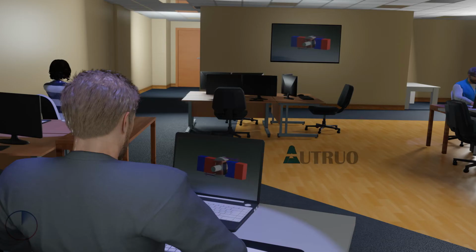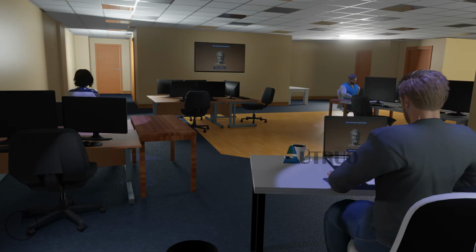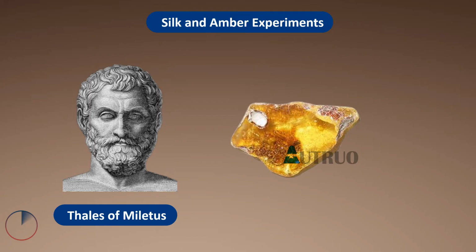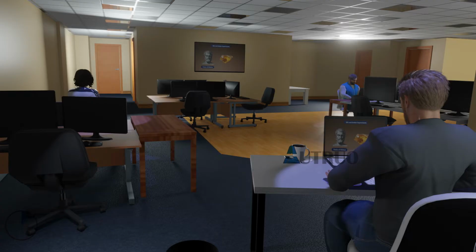In 600 BC, a Greek man named Thales discovered that amber, when rubbed with silk, will attract feathers and other light objects. The force attracting the feathers and other light objects is what is known as static electricity today. Also, the Greek word for amber is electron, which is where words such as electricity and electron come from.